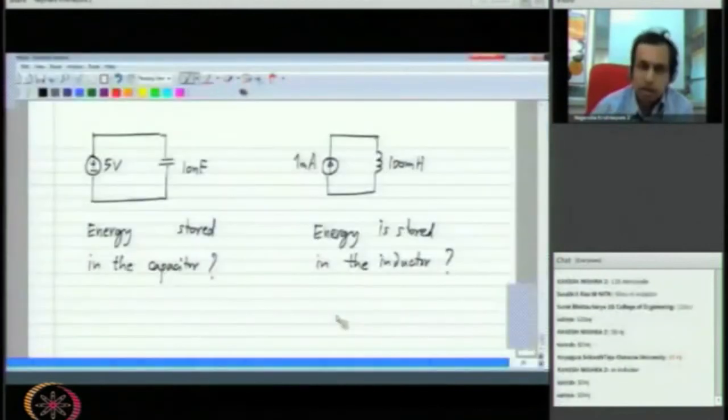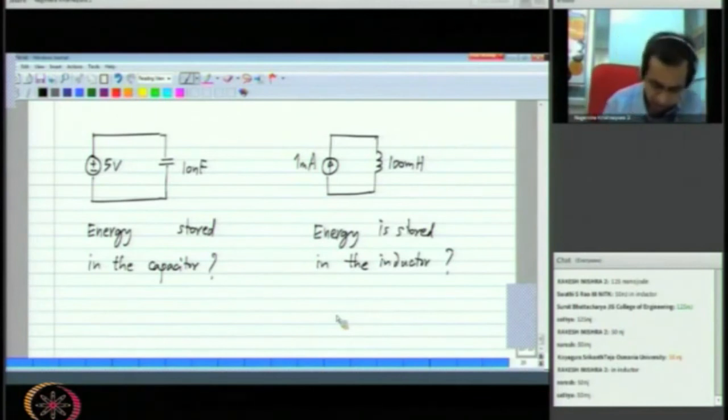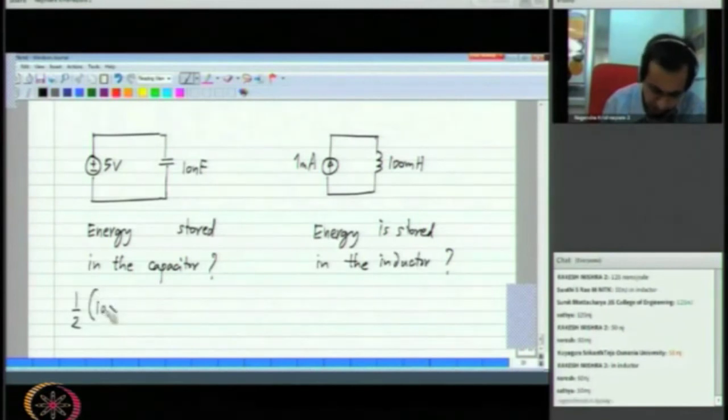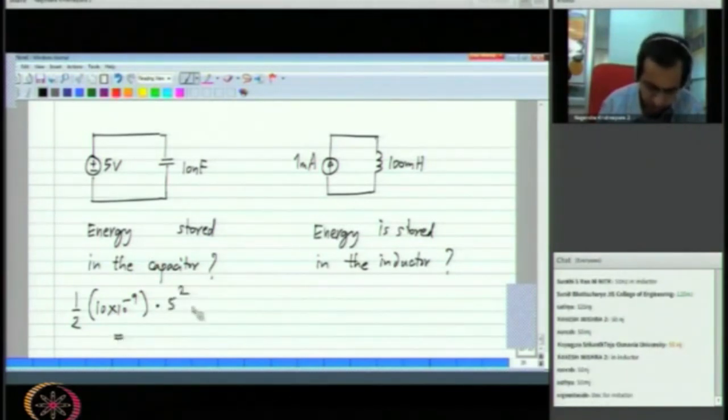I think by and large you have got this, it's just simple arithmetic. Here it is half and 10 nanofarads, which is 10 times 10 to the minus 9 farads, times V square, which is 5 square, which is 25. 25 times 10 is 250, divided by 2 is 125. 125 times 10 to the minus 9 joules, or 125 nanojoules.